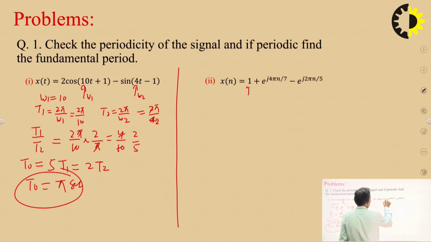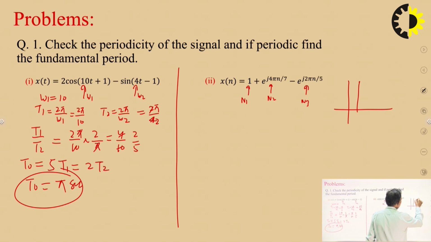Okay, now this is for discrete time signals. Here this signal, you can see, this is, let's say, n1, this is n2, and this is n3. So compare it with e to the power j omega naught n. Okay, so n1 equals 1. This is a constant signal, a DC signal, whose period is basically 1.